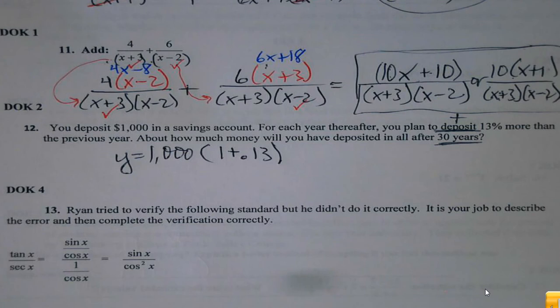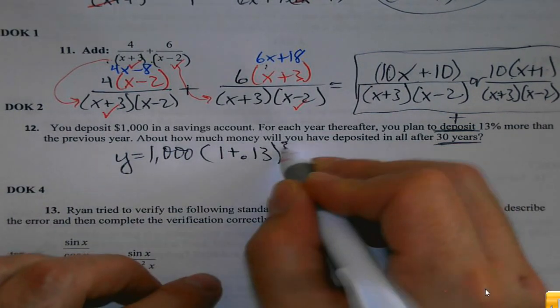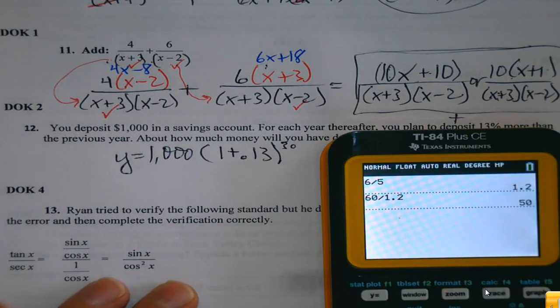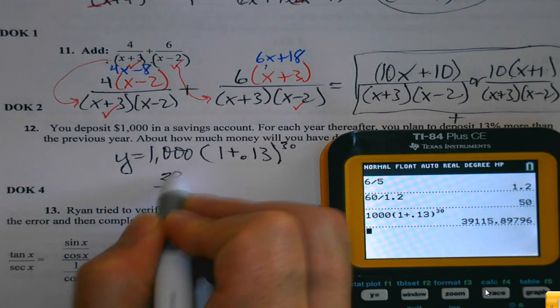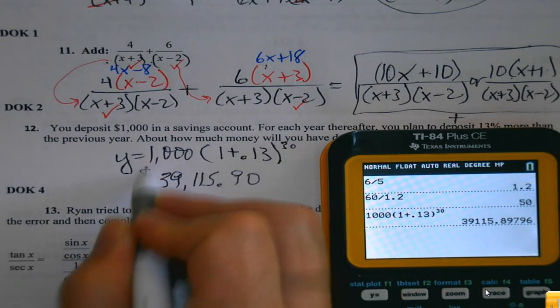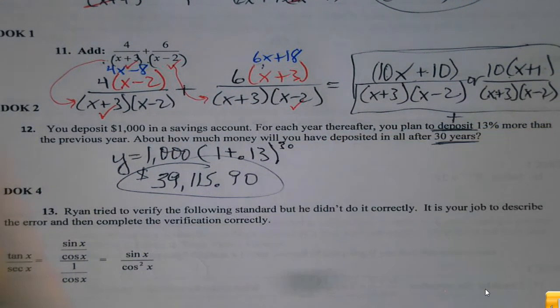But this time, instead of using T or X, I know what T is. It's 30 years. I actually want to know, and I don't need to use the Y equals because I'm not looking for a whole bunch of values. I'm just looking for the value I need. 39, 115, 90. If you wrote 39, 116, I'm not going to tell you you're wrong. But again, always got to look to see what's being asked. This time we were asked to solve, so we worked it that way.